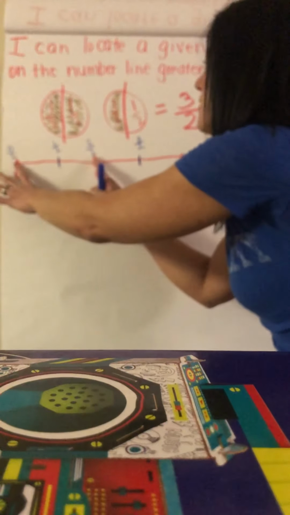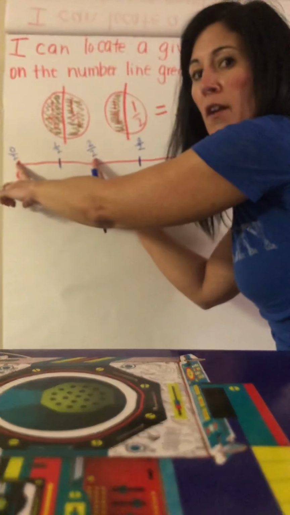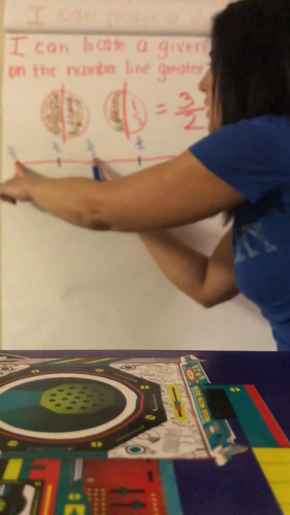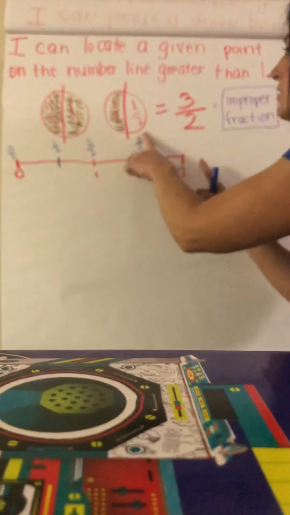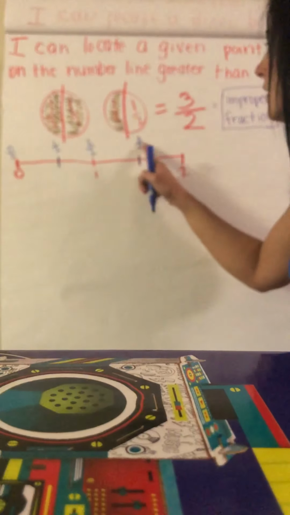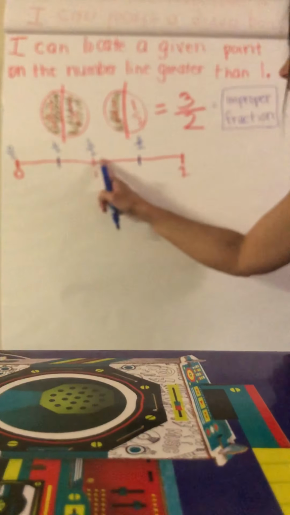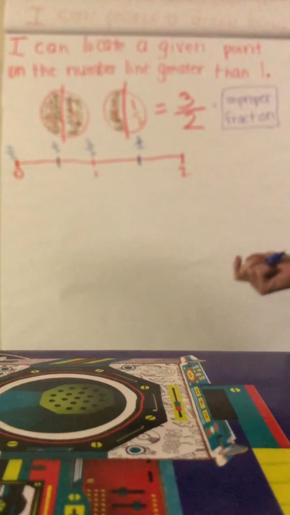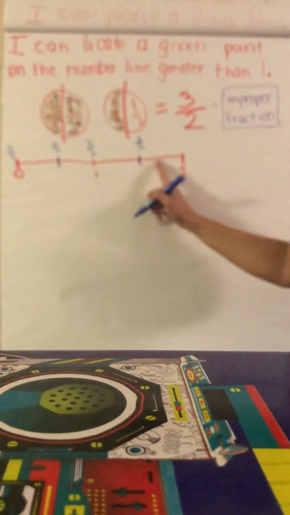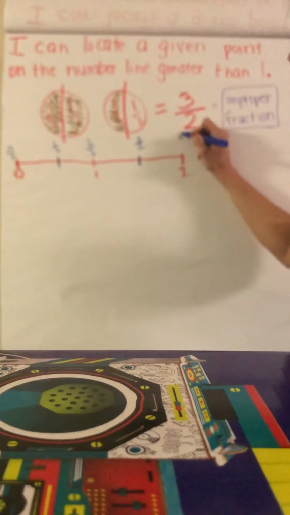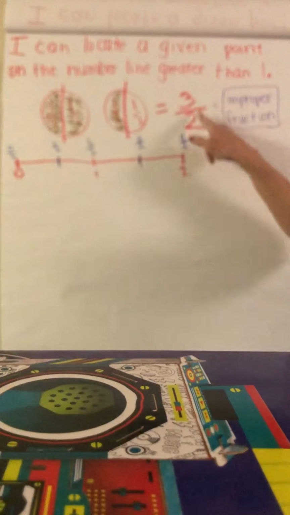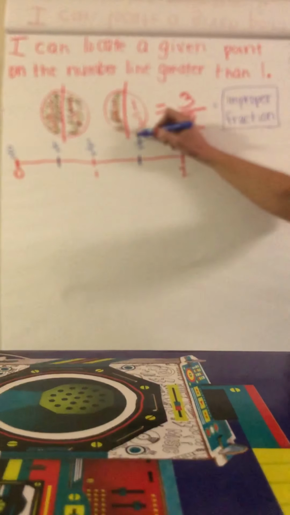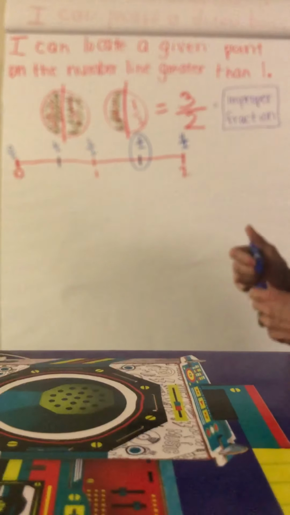Don't forget, I partitioned this part of the number line from 0 to 1 in half, and then this part of the number line in half from 1 to 2. So we just keep on counting, and we're still dealing with halves because this is partitioned in half and this is partitioned in half. Okay, and then keep on going, and we have 4 halves. Now, how do we find where 3 halves is? We see that it's right here. Okay, 3 halves.